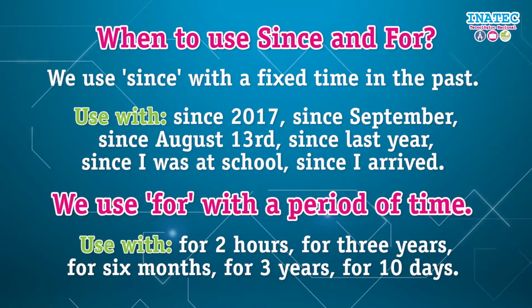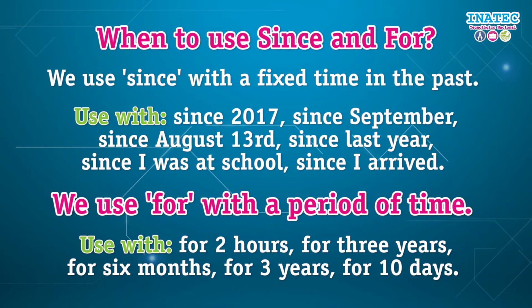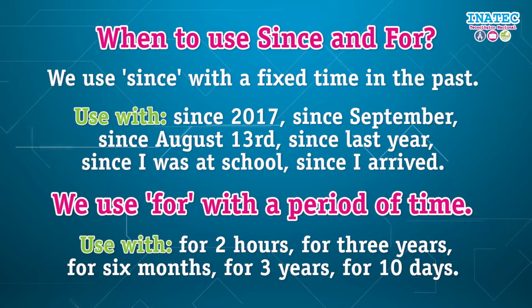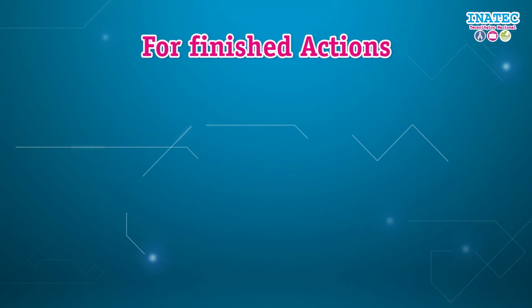When to use since and for. We use since with a fixed time in the past. Use it with examples. Since 2017. Since September. Since August the 13th. Since last year. Since I was at school. Since I arrived. We use for with a period of time. Examples. For 2 hours. For 3 years. For 6 months. For 10 days.